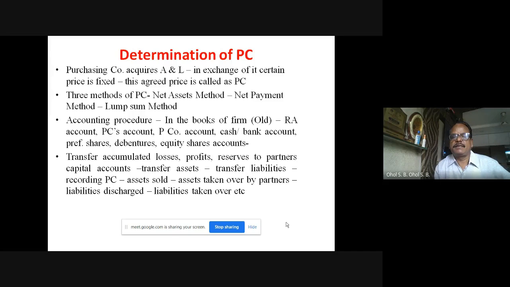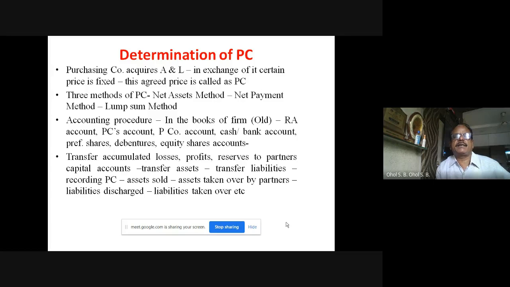Whatever may be the different types of things which are to be completed by the partnership firm and another existing company to convert it. Then the determination of PC, how the PC is to be determined, fixed, that is to be again discussed with the limited company and the partners basically.